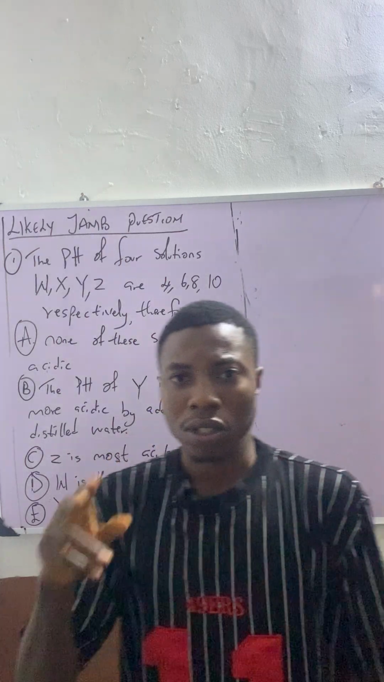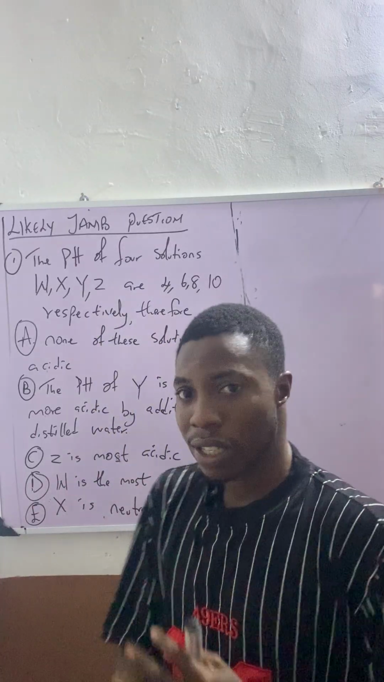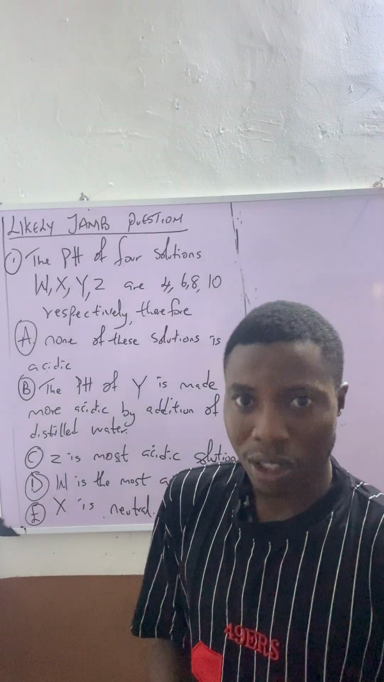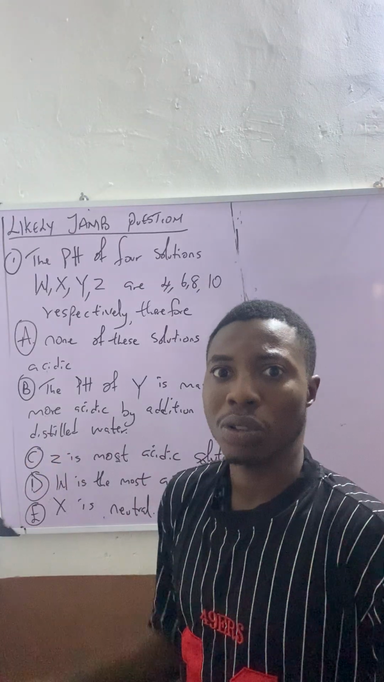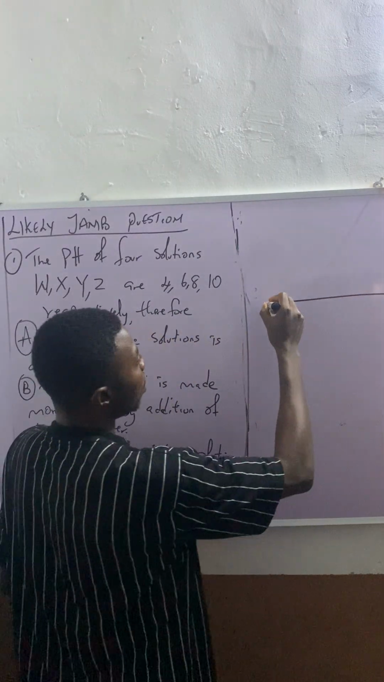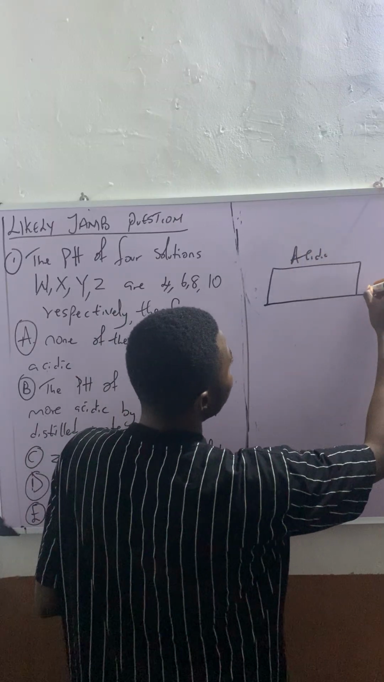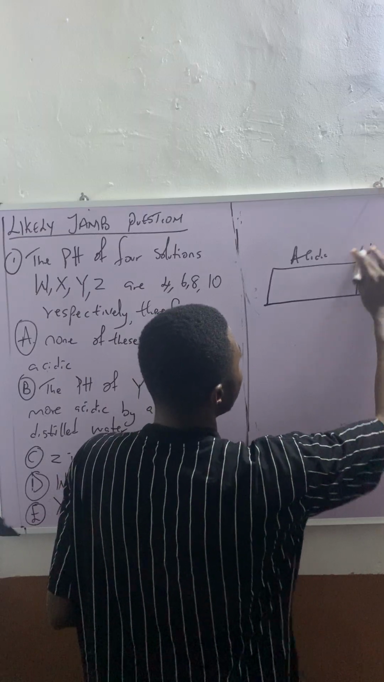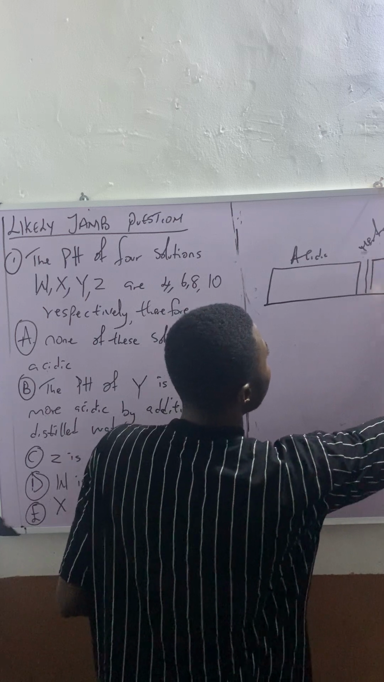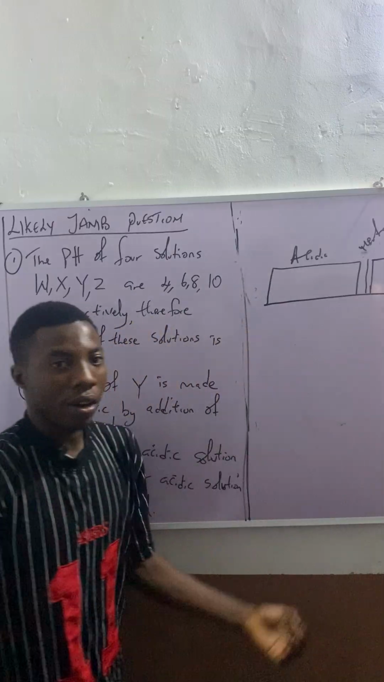The first thing I want you to understand in this question is that it is about the pH scale. The second thing is that they want you to know the one that is a true statement. Let's understand this question before we choose the answer. If we have a scale, from here to here is what we call acidic, in the middle is neutral, and from here to here is alkaline. That is how a pH scale looks like.